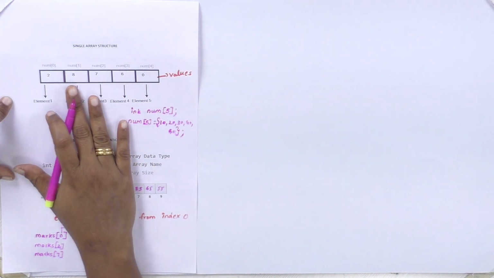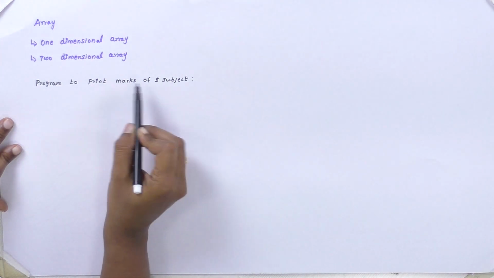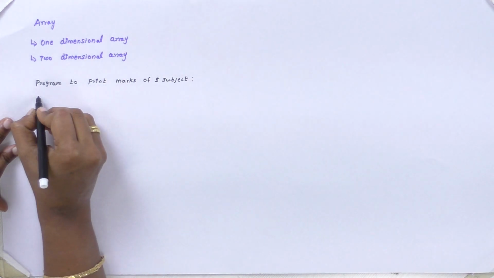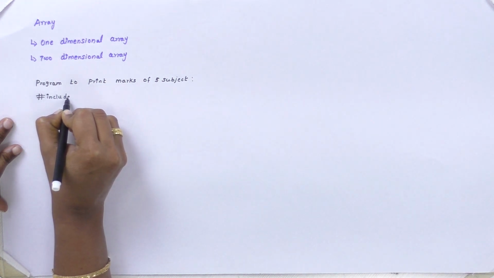So let me see the program for this. Now let us see the C program for marks of 5 subjects. Now I am going to declare an array value.